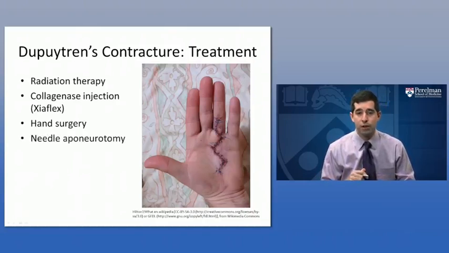There may also be a needle aponeurotomy performed. This is a needle that goes in and it cuts through that aponeurosis or palmar fascia to help release that flexion contracture.